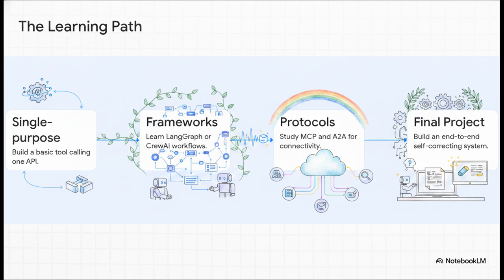Step 3. Study emerging protocols like MCP, that's the Model Context Protocol, to understand how agents seamlessly connect to live data sources. And finally, Step 4. Build a final project. Create an end-to-end research assistant that actually self-corrects its own draft before it ever shows it to you. That is going to teach you more than 100 passive tutorials ever could. You have the tools to build incredible things right now.